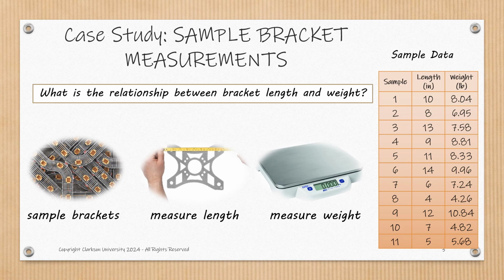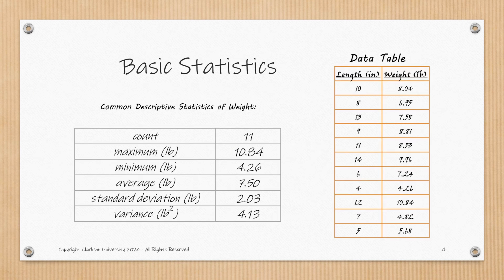We desired to use statistics to better understand our data, and in particular, we wanted to understand the relationship between bracket length and weight. We first started by looking at basic descriptive statistics of our data. For example, for the weight variable, we counted the number of samples, 11, computed the maximum, 10.84, the minimum, 4.26 pounds, the average of 7.5 pounds, the standard deviation of 2.03 pounds, and the variance of 4.13. This is useful information, but it doesn't exactly tell us about the relationship between length and weight.